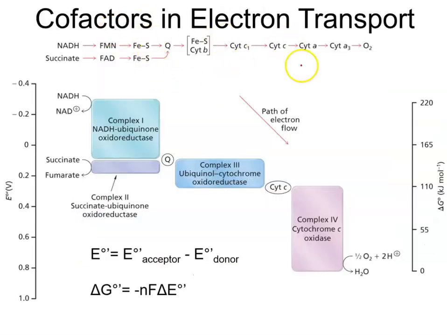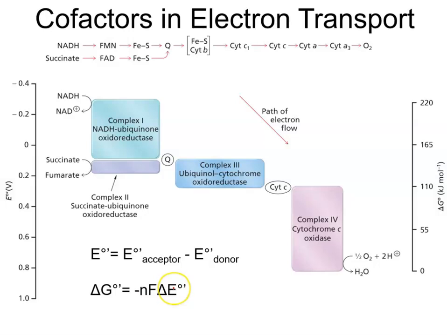Here we can see that in the electron transport chain, the number of electrons that are transferred is defined by this n here. So looking at Faraday's constant, and the number of electrons, and that's the change in energy.